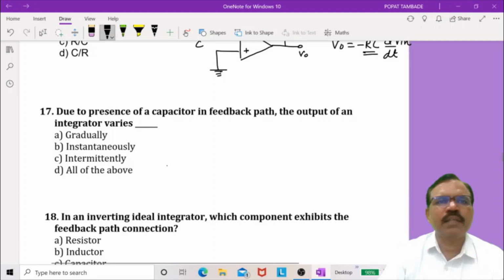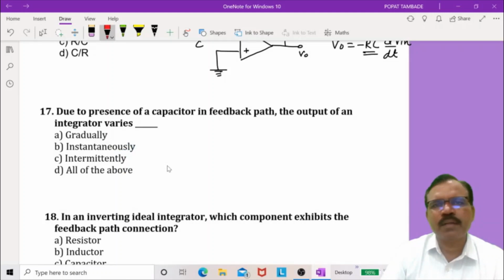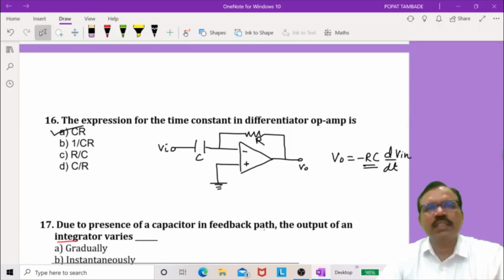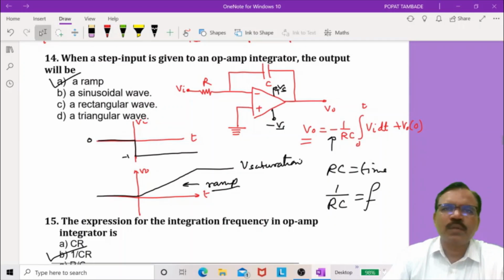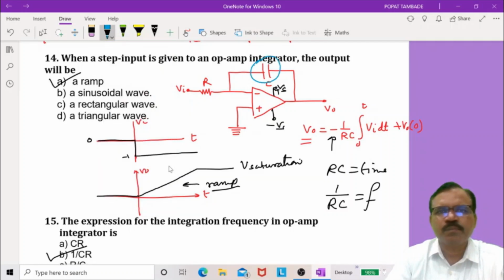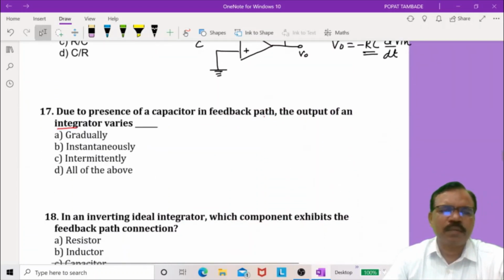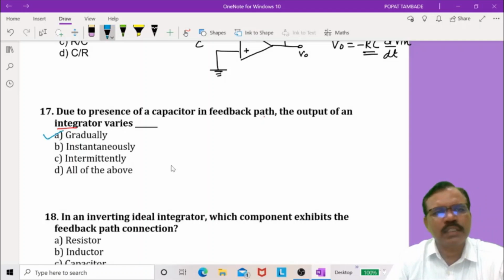Now next one: due to the presence of a capacitor in the feedback path, the output of an integrator varies. Now here we have seen the integrator circuit. Here we have a capacitor in the feedback. And for the input, the output varies gradually, and that is due to charging and discharging of the capacitor. So here the output varies gradually.